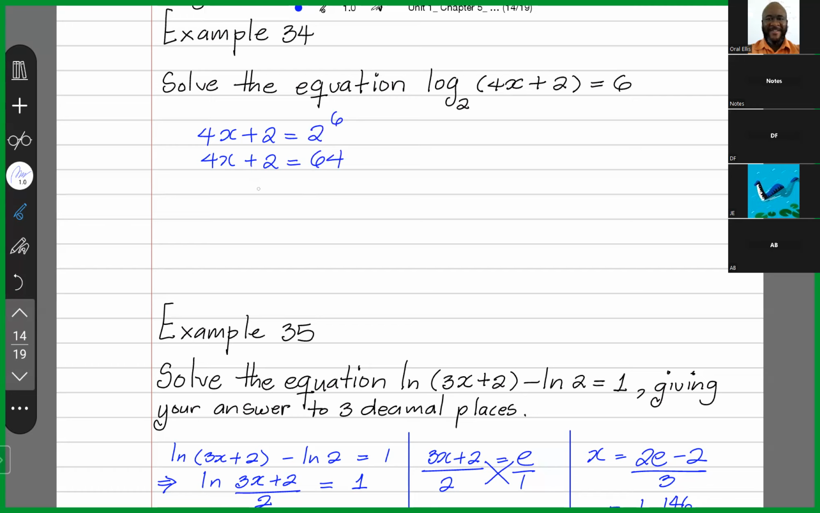Positive 2 on the left goes over to the right and becomes negative. We have 4x is equal to 64 minus 2, so 4x is equal to 62. Then lastly, I would divide both sides by 4 to get x. 2 into 4 is 2, 2 into 62 is 31. So x would be equal to 31 over 2, which is 15 and a half.